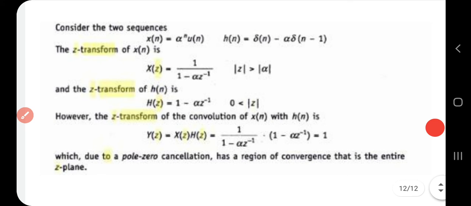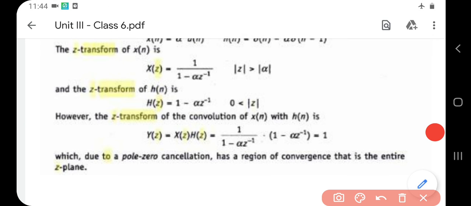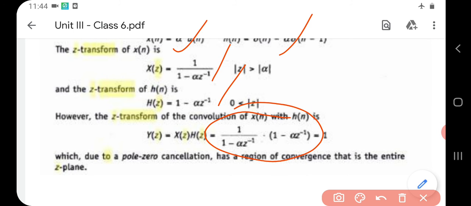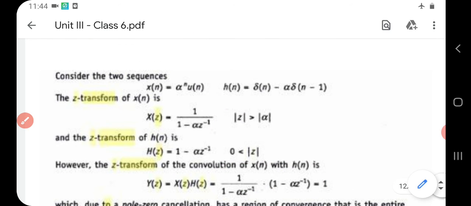Then the last one, again you are given two sequences. First you find the Z transform of the first part, then the Z transform of the second part. This we already said, it is like this, and this one, and finally you multiply, and the answer will be 1. So similar problems you can refer to. It is not possible to present all problems here, so just follow the pattern of questions from here.